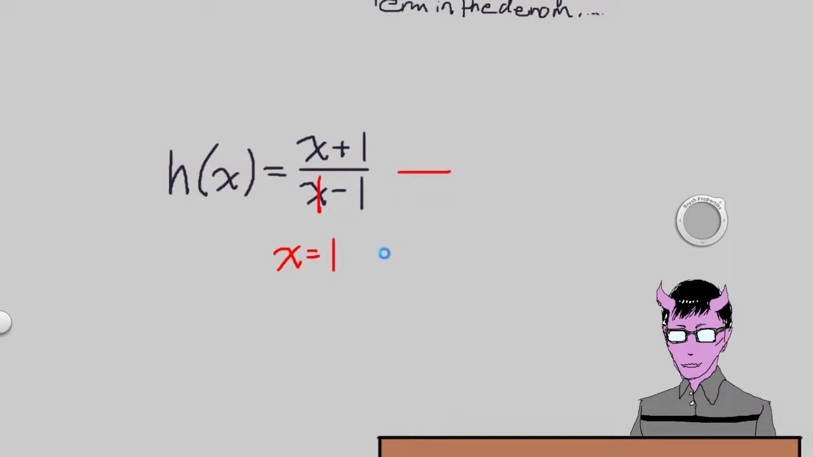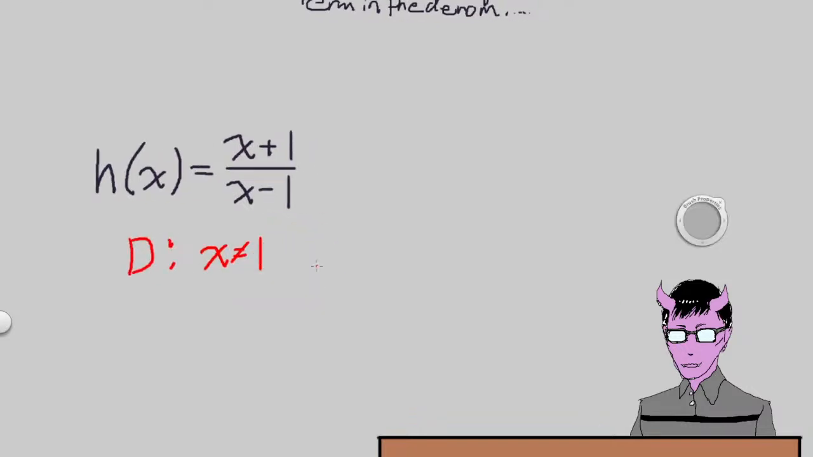So we can't have that. So in other words, x cannot be positive 1. Domain restriction. Which means that for the vertical asymptote, it exists at x equals 1. Because x can't be 1, then the vertical asymptote is x equals 1.